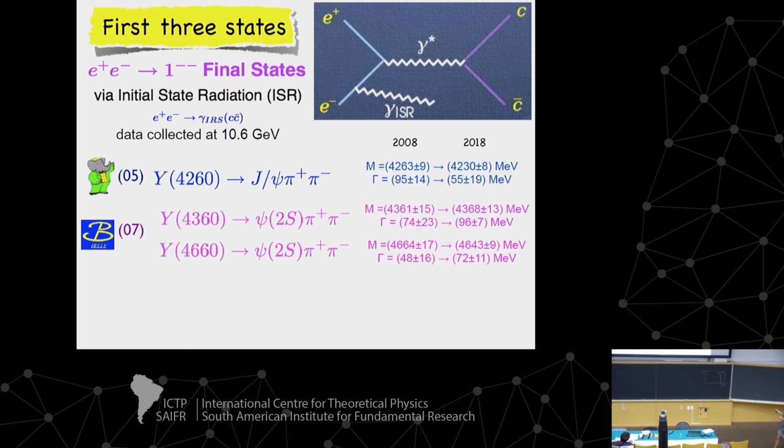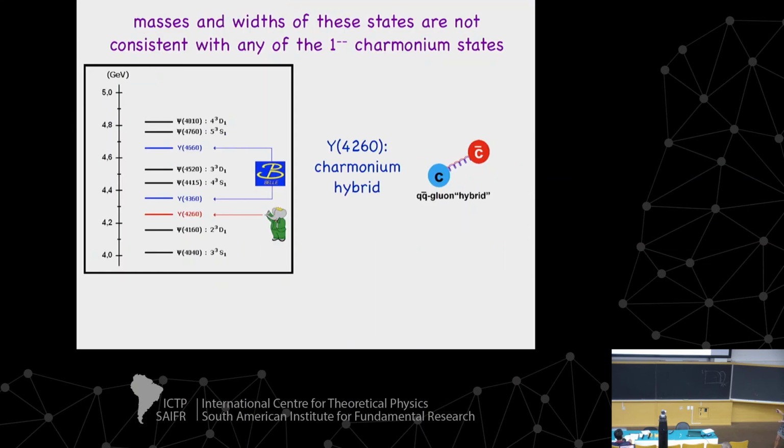And here I put the mass in the first observation, and here the mass that you can find at PDG. And we can see that there are some differences. The first question is, why are these states exotic? Why can't they be just normal c cbar vector states? The point is that the mass and widths of these states are not consistent with any 1 minus minus charmonium states. Using quark models, we can evaluate the mass and decay of all 1 minus minus states, and we can see that these three states fall exactly in between the theoretical calculations for the c cbar states.